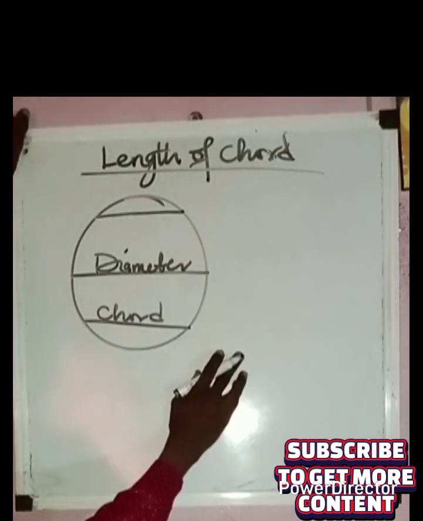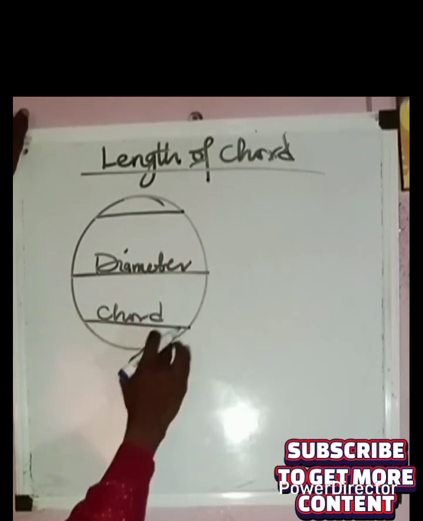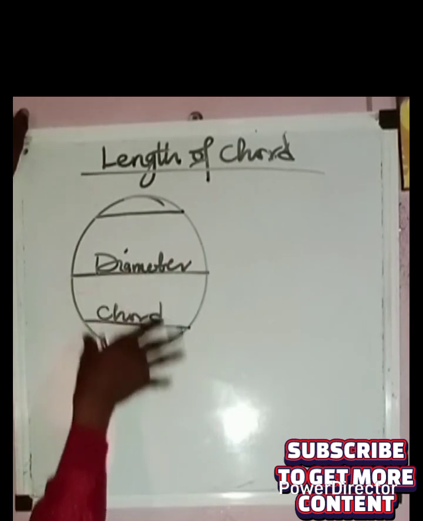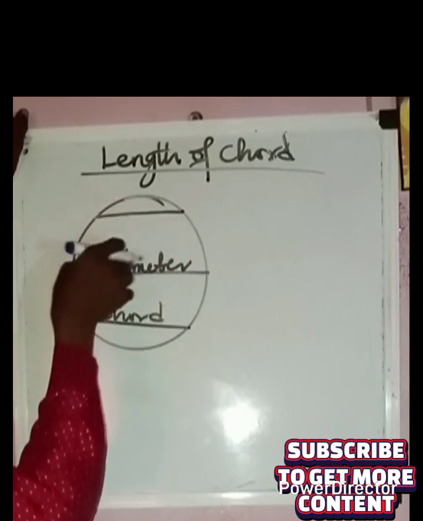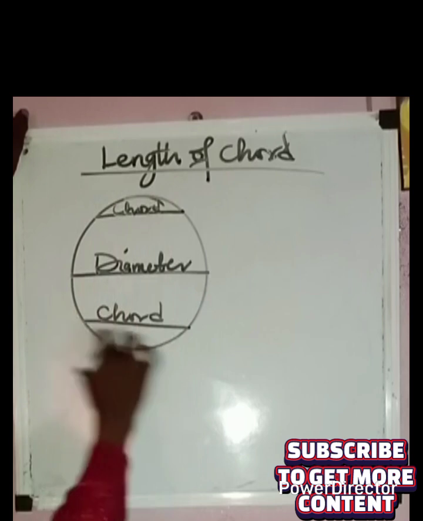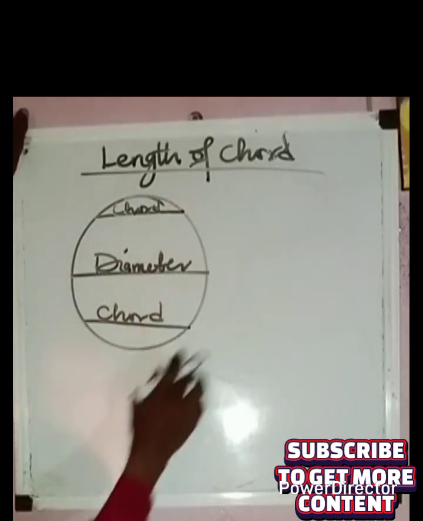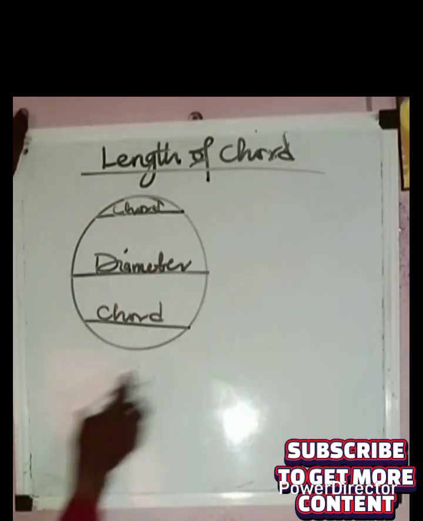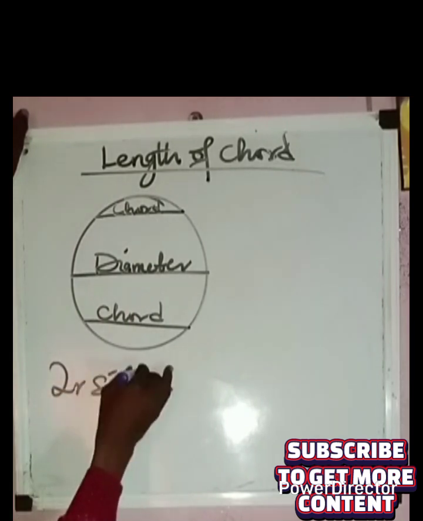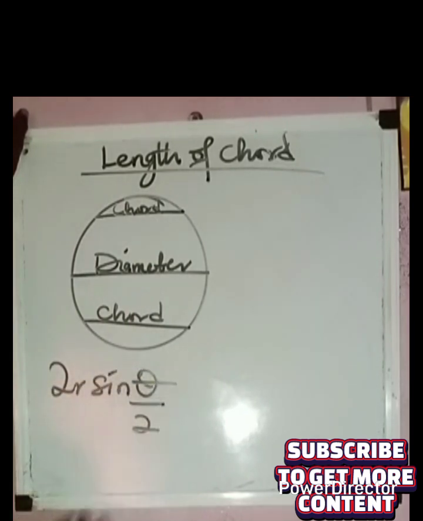It can be beneath the diameter. That means it's below the semicircle. If it's less than a semicircle or greater than a semicircle, it is called chord. So take note, these are chord as well. So this is called chord, this is called chord. So length of chord, how do we solve for length of chord? Length of chord is given by 2r sine theta all over 2.